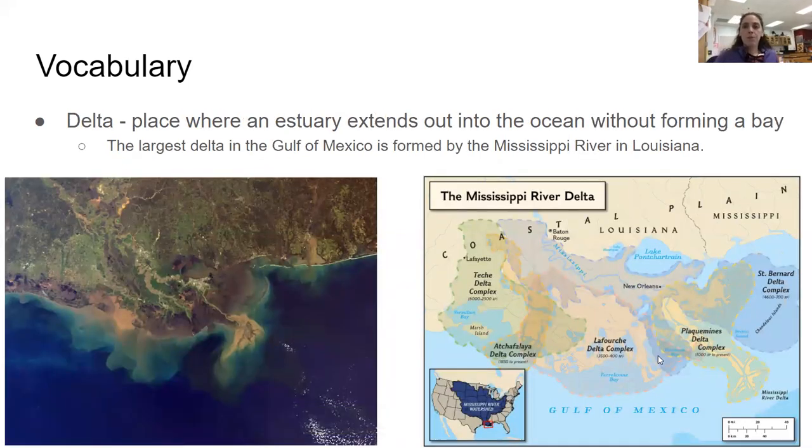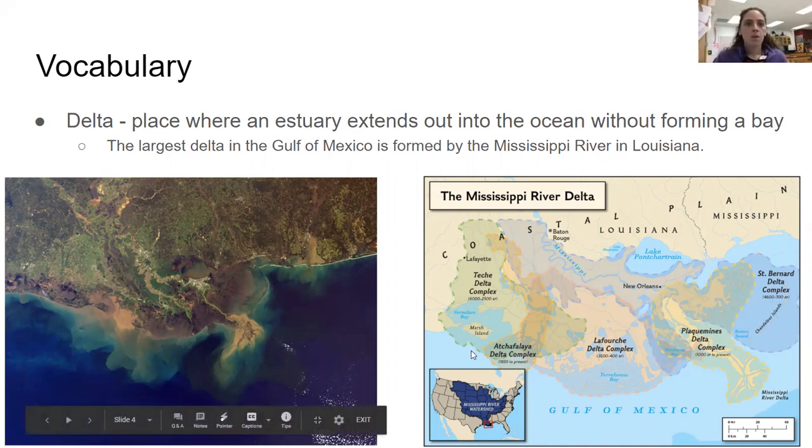Another type of estuary would be a delta. This is a place where an estuary extends out into the ocean without forming a bay, sort of the reverse. A bay, the ocean comes into land, the delta, the land goes out to the ocean. So here we've got a picture, satellite view of the Mississippi Delta. So here's the Mississippi River.